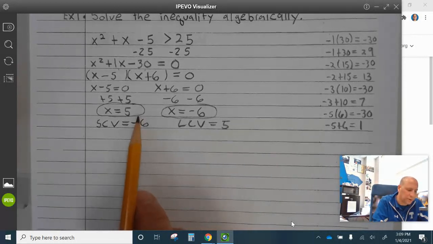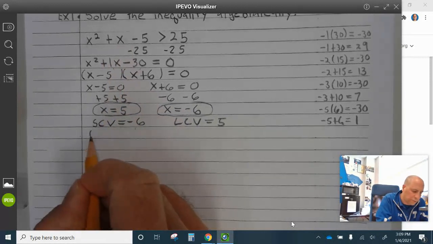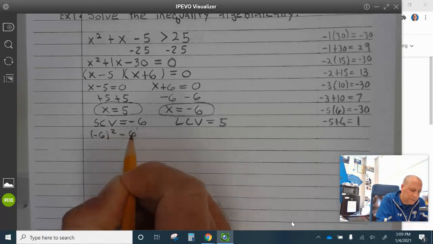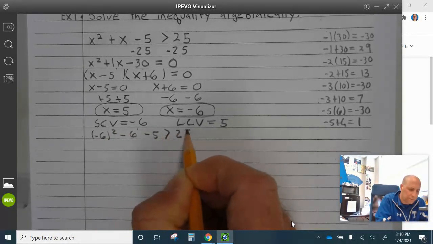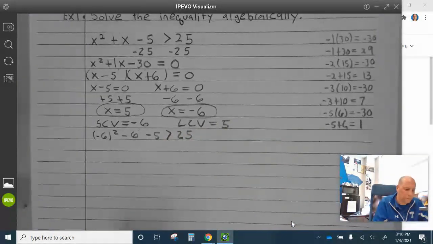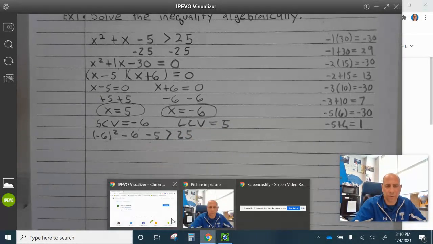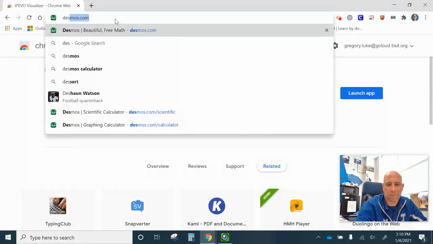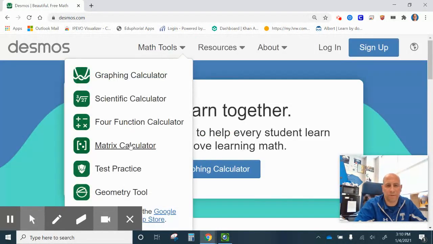So we're going to substitute this into here. Okay, so that's parentheses -6 squared minus 6 minus 5 greater than 25. Well, we can get this number by using Desmos. So let's go to Desmos. And we want scientific calculator.